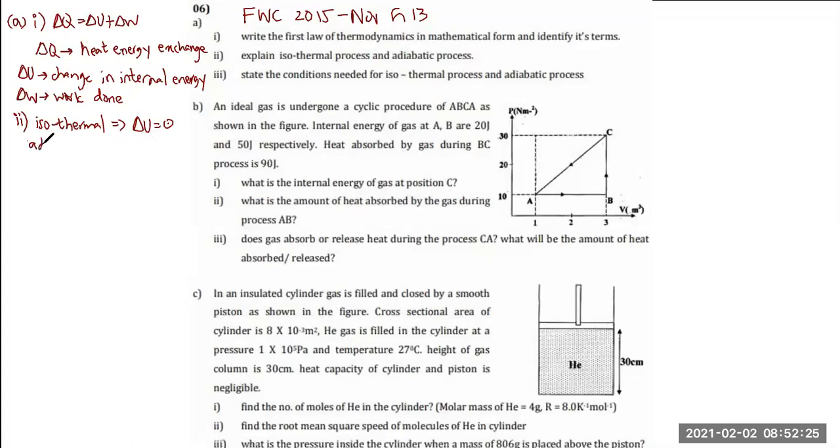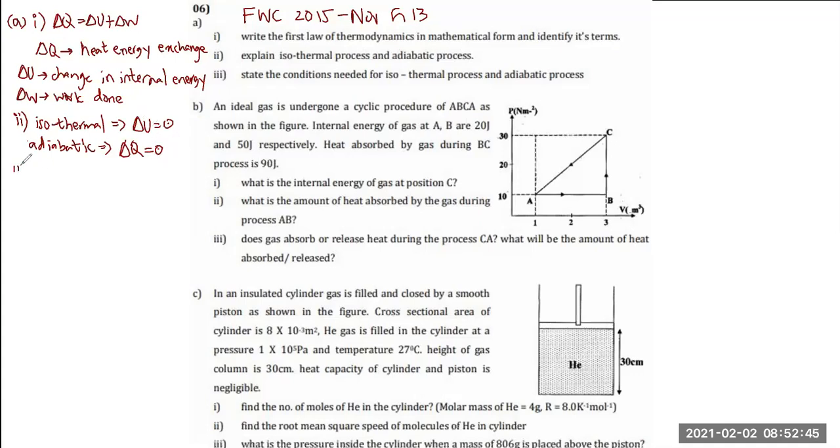Talking about the adiabatic process, it is a process where the net heat change in the system is zero. That is adiabatic process. I've just written it in symbols; you can put that into words.